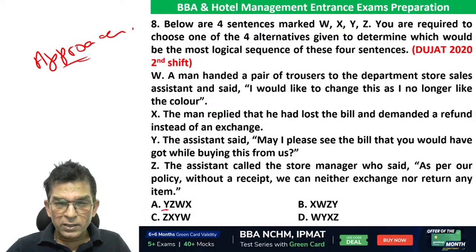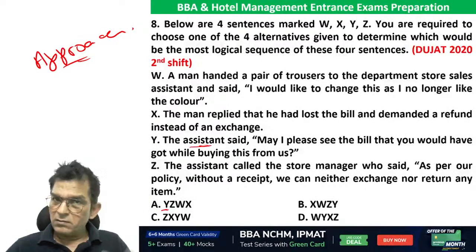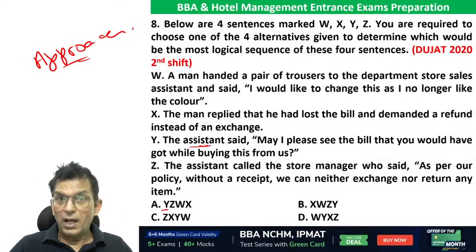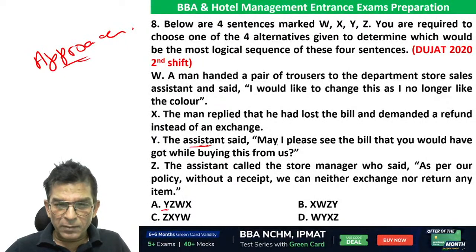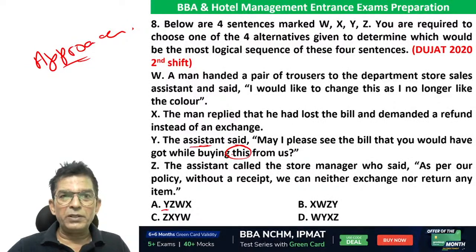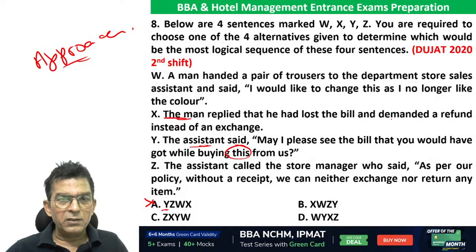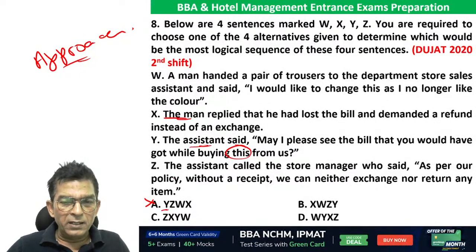So let's check. The assistant said, which assistant? Possible, we may start a story like this abruptly, but then let's see. The assistant said, may I please see the bill that you would have got while buying this from us? So while buying this from us, this cannot be the answer, sir. So that we can leave. Come to X. The man replied, which man? That he had lost the bill and demanded. So this is also not possible. Then Z, the assistant called the store manager who said, as per our policy, without a receipt, we can neither exchange nor return any item. So Z also does not seem to be the good beginning sentence.